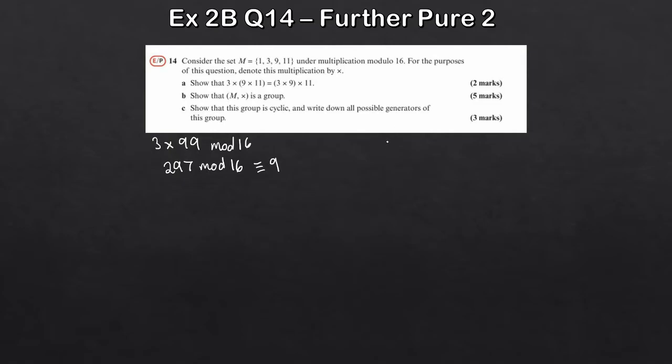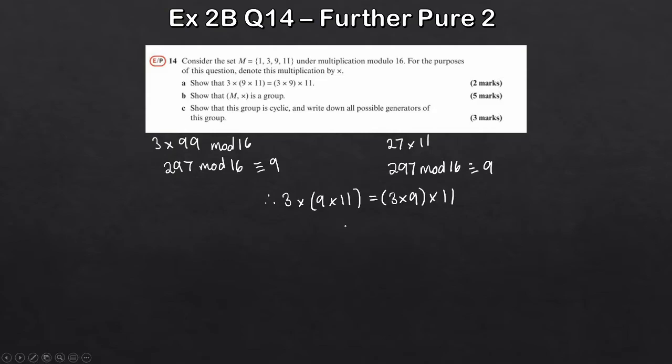So 3 times 9, that's 27, times 11. Well, that'll give me 297 again, mod 16. And again, this is just going to be congruent to 9. So therefore, 3 times (9 times 11) is equal to (3 times 9) times 11. Okay, so as easy as that.